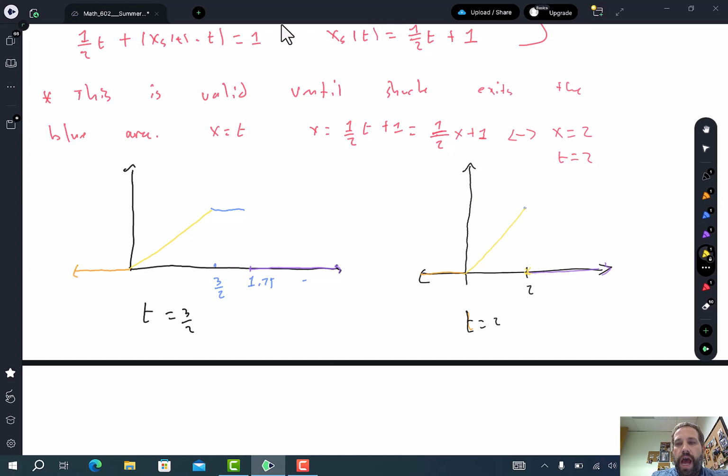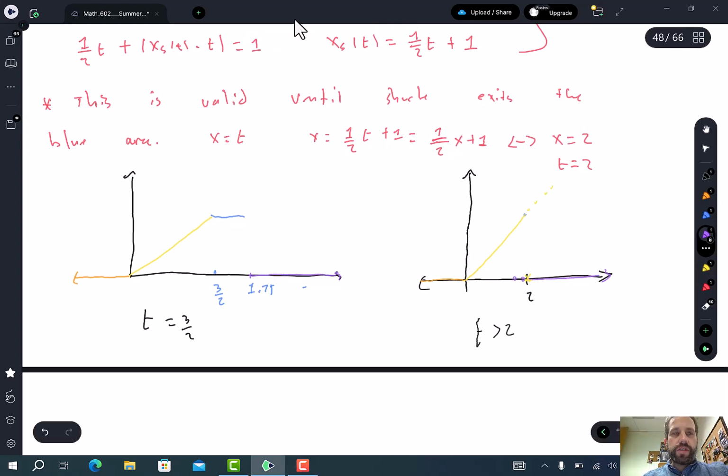Now if I look at a generic value of t bigger than 2, what's going to happen? If I extend this, it's going to extend off this way. The purple will kind of go this way. The angles aren't exactly right, but the point is we're going to have this part where the purple and the yellow overlap, and we're going to have a shock there.